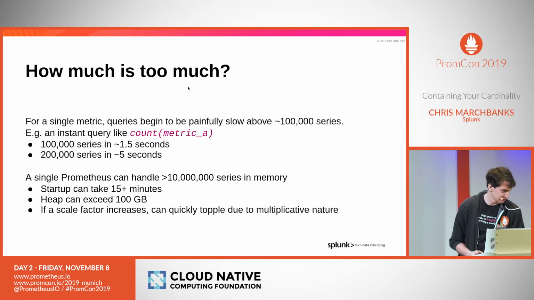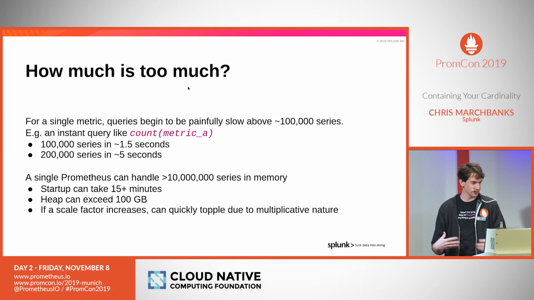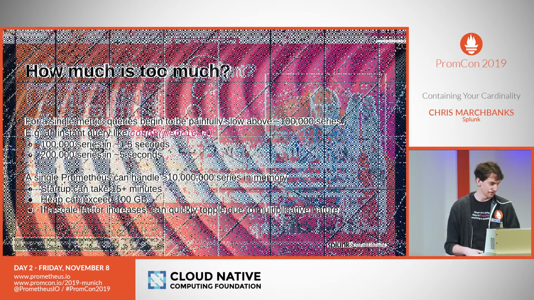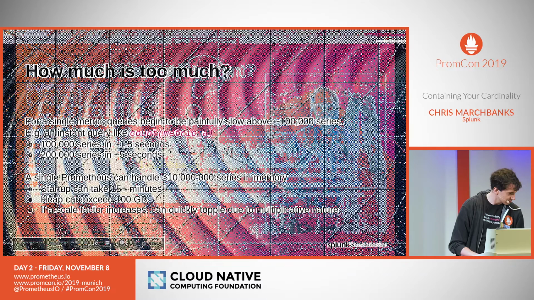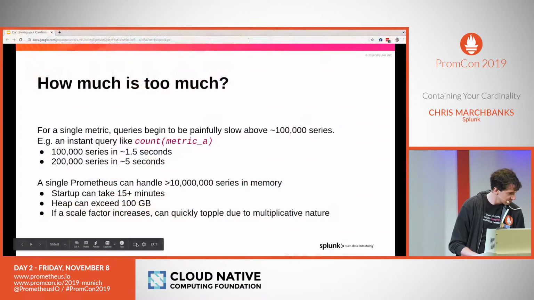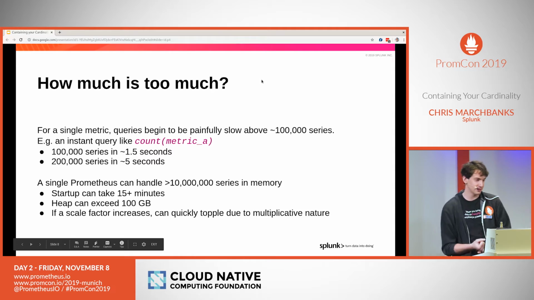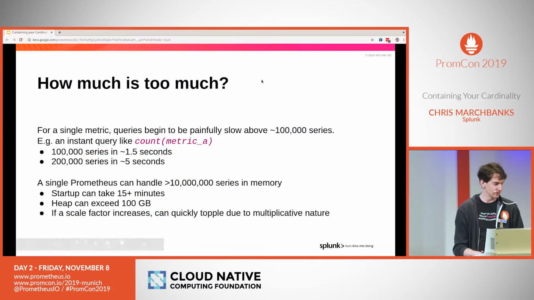How much is too much? This is just some things that I have found in our clusters. Your data is going to vary most likely. So for a single metric, the idea is about 100,000 series. It's sort of a good rule of thumb.